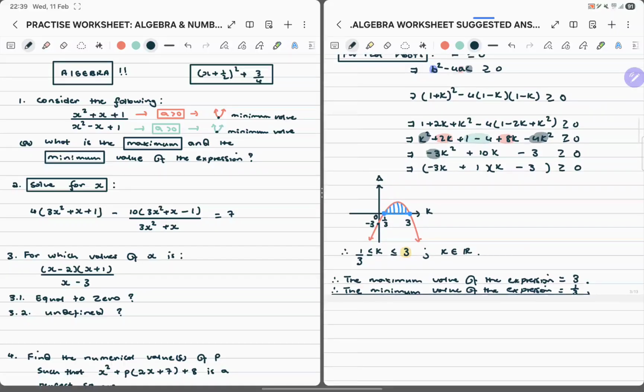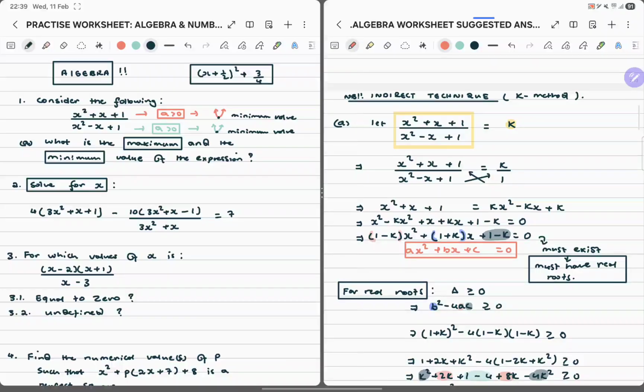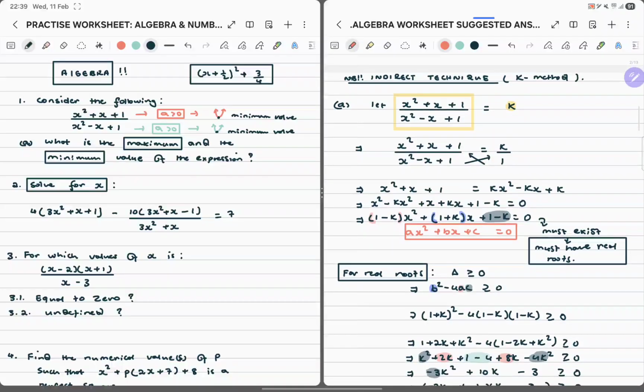So let us enjoy the marks. How many marks would you score for something like this? Of course, the technique of equating this to k, or naming it k, perhaps we can say we get a mark for this because it was not given. So it's a way of getting to business.